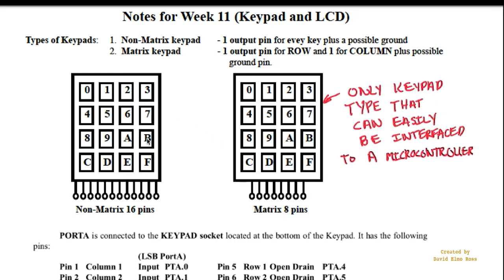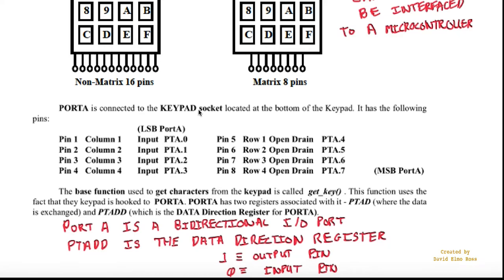So if you go to a surplus store and you look at a bin full of keypads, they may look the same, but the number of pins are going to determine which type that you have. Matrix keypad is the only keypad type that can easily be interfaced to a microcontroller. Now port A is connected to the keypad socket located at the bottom of the keypad. It has the following pins.